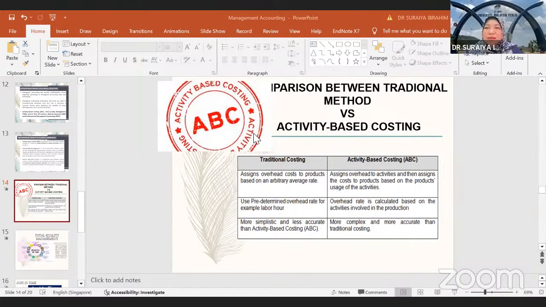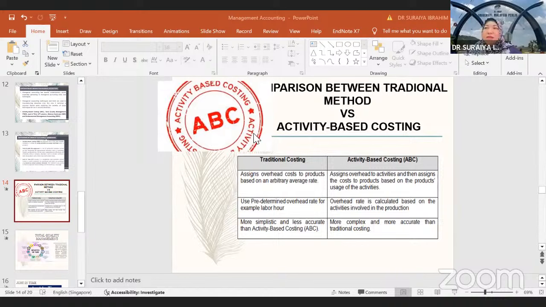Okay, so this can minimize the losses or small profit margin. So when they use activity-based costing, the companies can make a large profit margin on the suitable or reasonable products that they produce. Okay, so deciding between traditional or activity-based costing is not that easy.